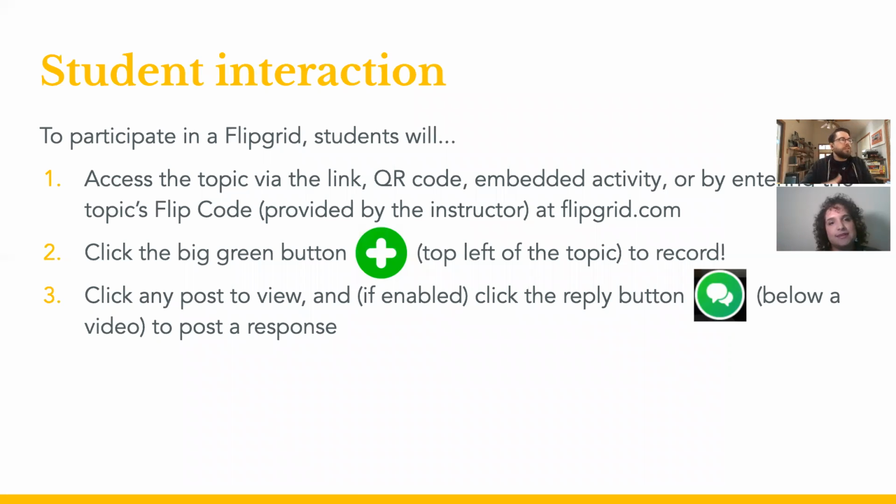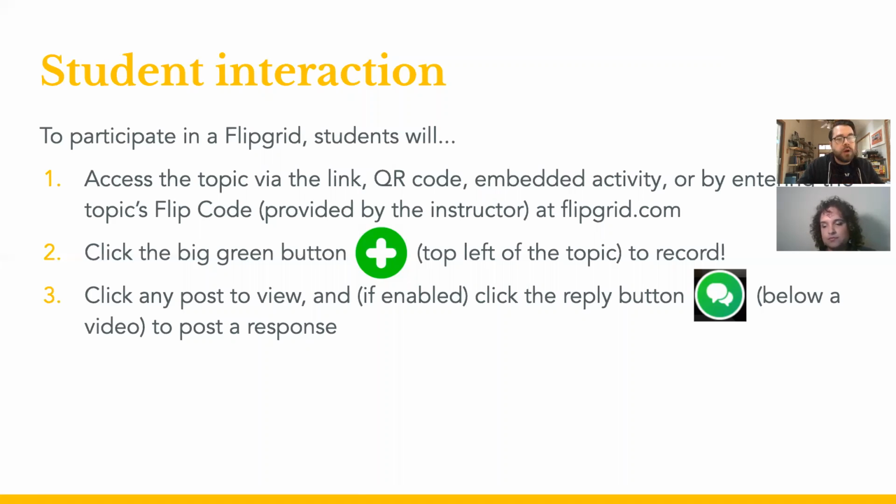So on the student side of things, to participate in a Flipgrid, the first thing they'll do is access that Flipgrid through whatever means you as the instructor have shared it with them. So those methods we've talked about previously could be a link, could be a QR code. It might be that you've embedded the Flipgrid directly in your course, and we'll talk about how to do that.